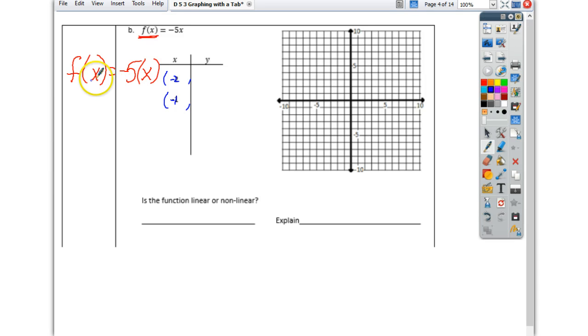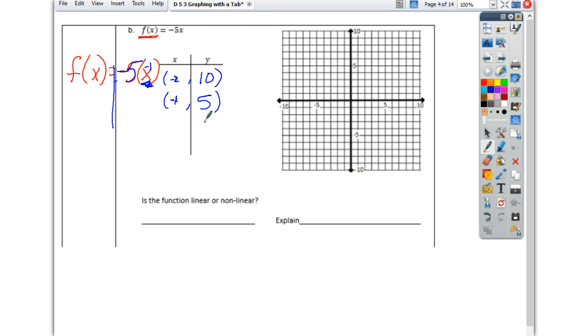So let's see. What does the f of x equal if we put a negative 2 in here for our x? What do I do here? Negative 5 times negative 2. Right. I'm going to multiply. What's a negative 5 times a negative 2? 10. Negative or positive? Positive, all right. Now let's put a negative 1 in here. What's negative 5 times a negative 1? Positive 5.